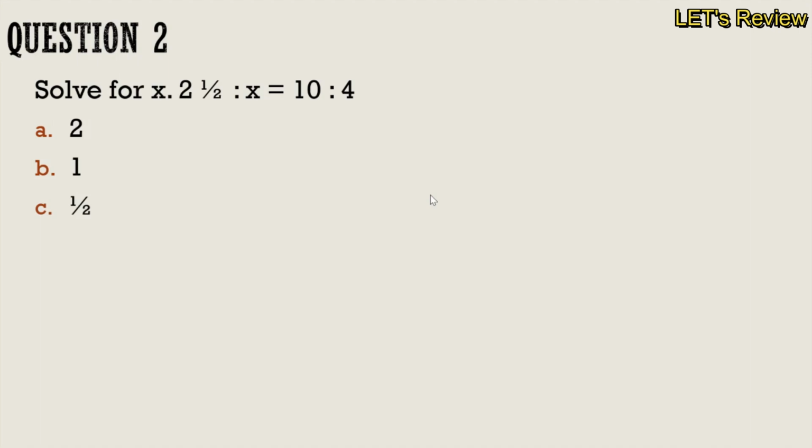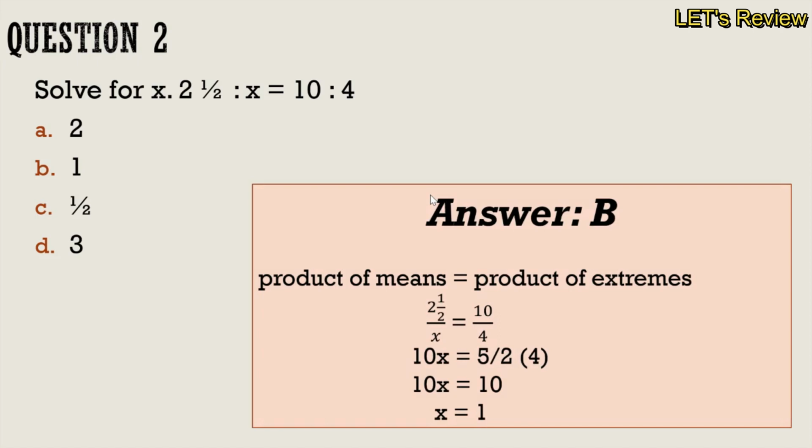Question 2. Solve for x. 2 and 1 half is to x is equal to 10 is to 4. A. 2, B. 1, C. 1 half, or D. 3. The answer is B. 1.